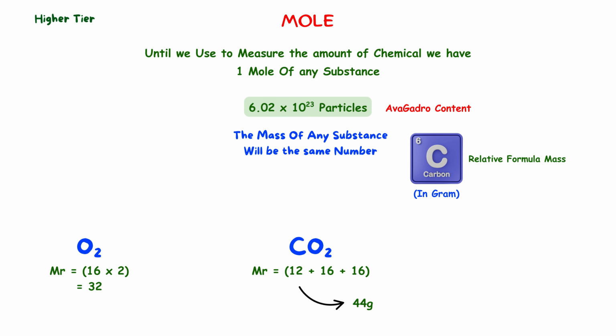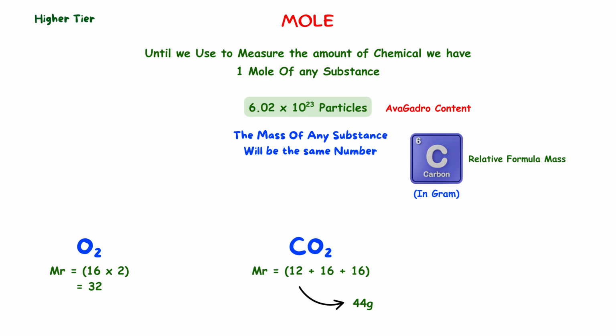The reason this number is so specific is because it turns out that the mass of that many particles of any given substance, when measured in grams, will numerically equal that substance's relative atomic mass or its relative formula mass. In other words, if carbon has a relative atomic mass of 12, then 1 mole of carbon atoms will weigh exactly 12 grams. Similarly, 1 mole of oxygen molecules, which have a relative formula mass of 16 times 2 making 32, will have a mass of 32 grams.